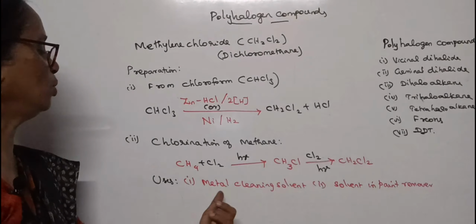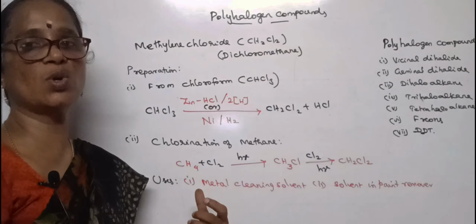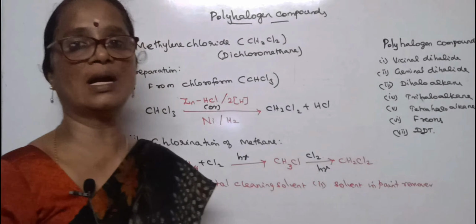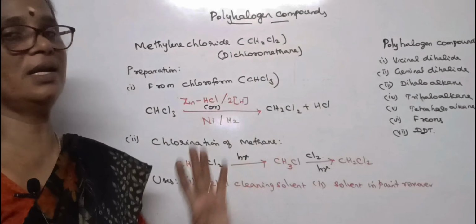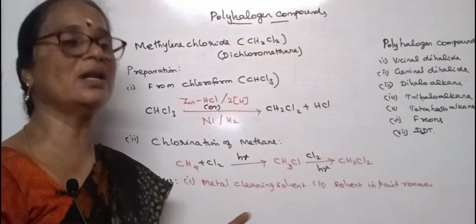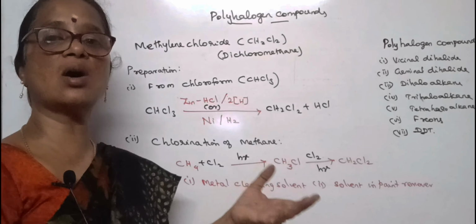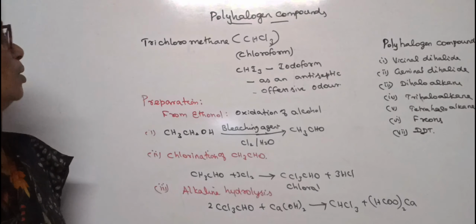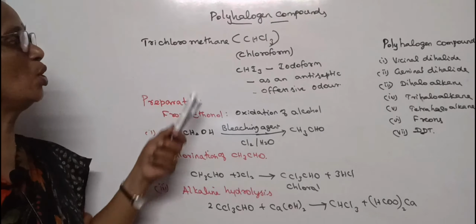What are its uses? It is used as a metal cleaning solvent. Also, it is used in paint remover as a solvent. Most of the polyhalogen compounds are used as solvents. Some of them are even used as solvents in the process for drugs and so on. The next polyhalogen compound is trichloromethane.